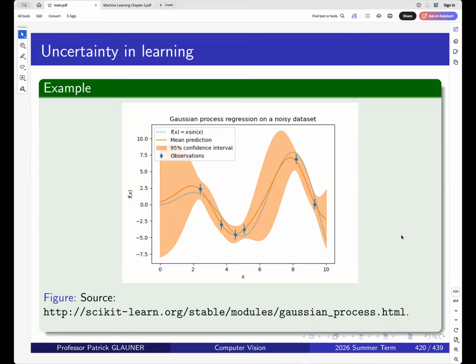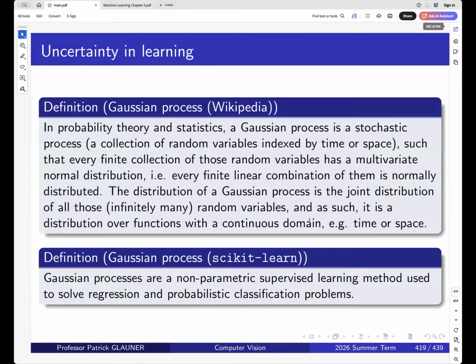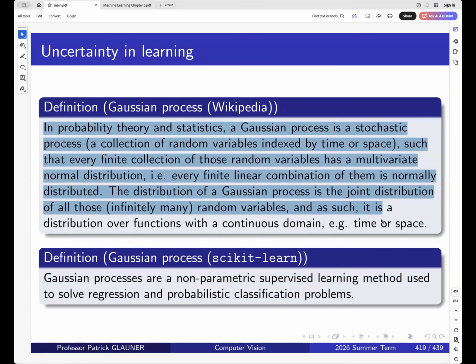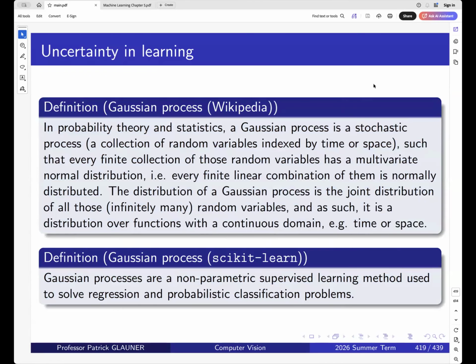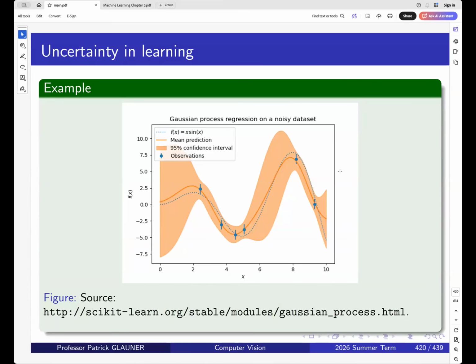It's one of different approaches, but you can use it for regression. You can use it also for classification. What I told you here about the definition is from Wikipedia. It gives an okay definition, but a somewhat longer one, so feel free to read this on your own in case you wish. But I just wanted to show you what the idea of such a Gaussian process is. It can also quantify its confidence in the predictions.